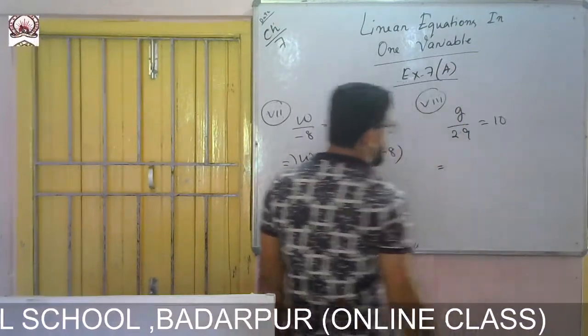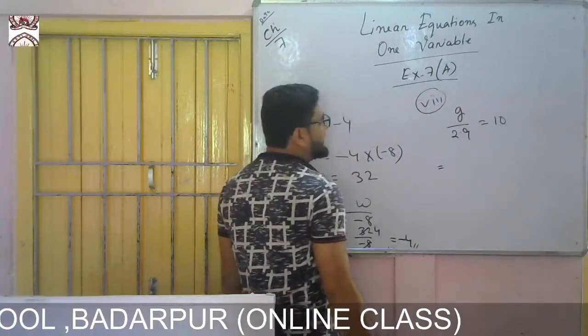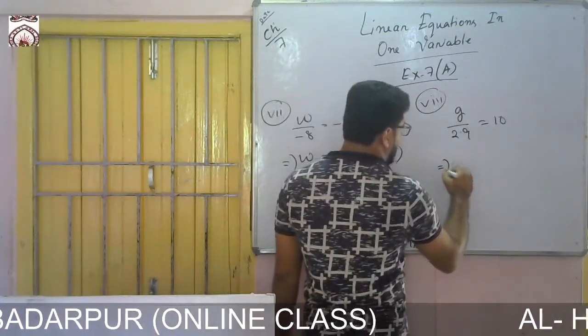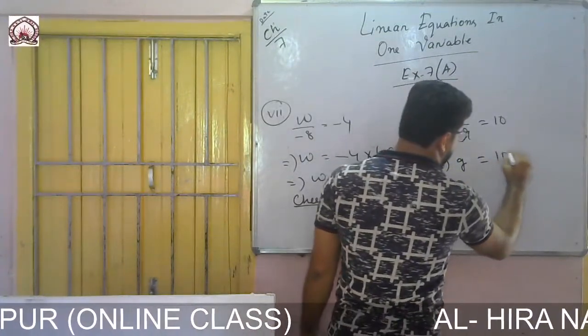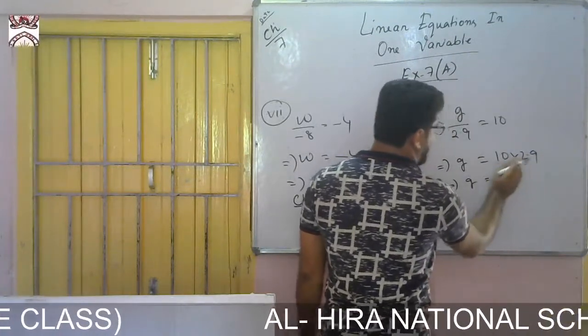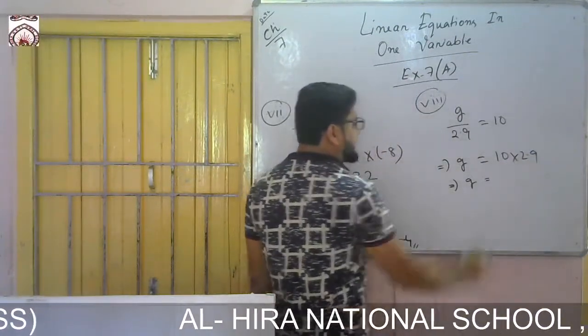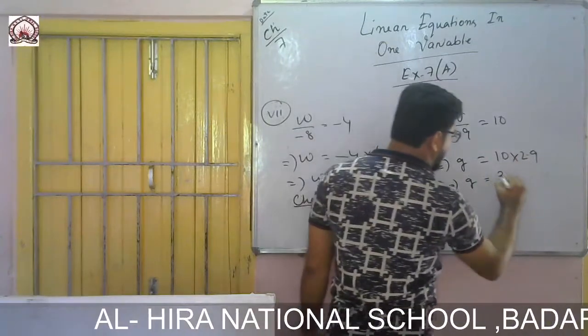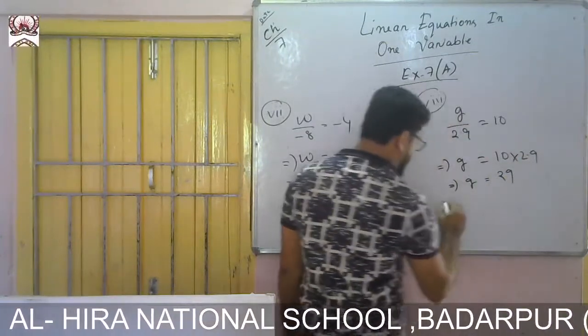So you check it. G by 2.9 equals 10. So G will be 10 into 2.9. So G will be 1. If you multiply with 10, then the decimal will go here. It will be only 29. Now check.